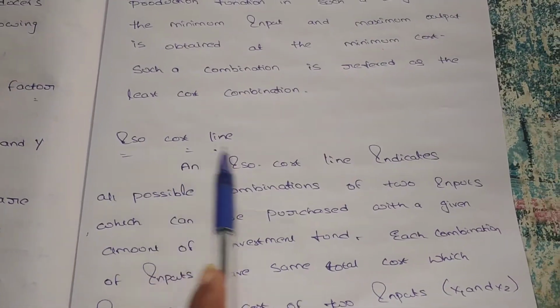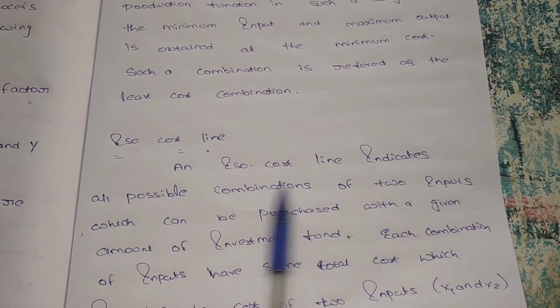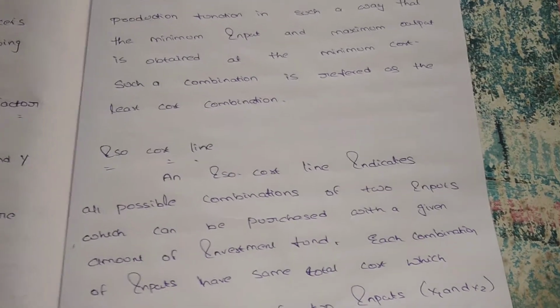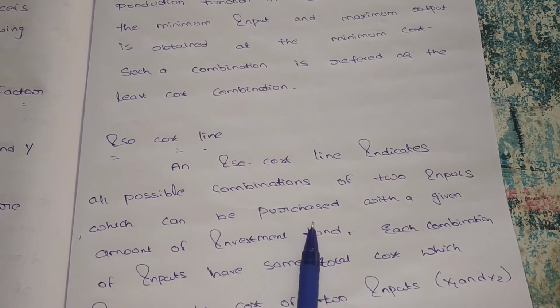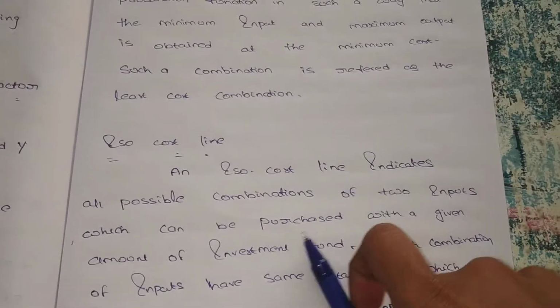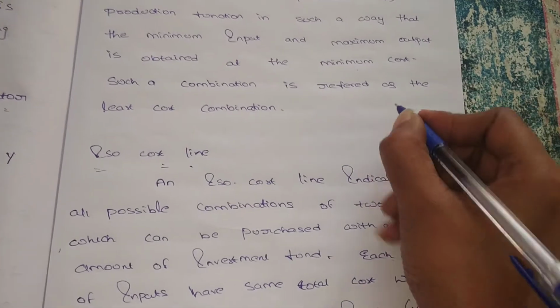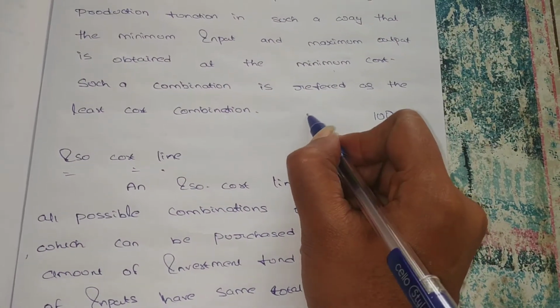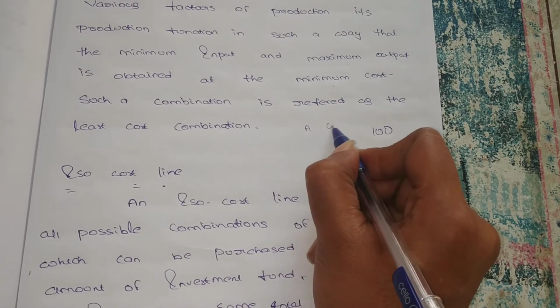Next, what is an isocost line? An isocost line indicates all possible combinations of inputs which can be purchased with a given amount of investment fund. Suppose I have 100 rupees. For this 100 rupees I want to purchase two things: one, apples, and second, oranges.